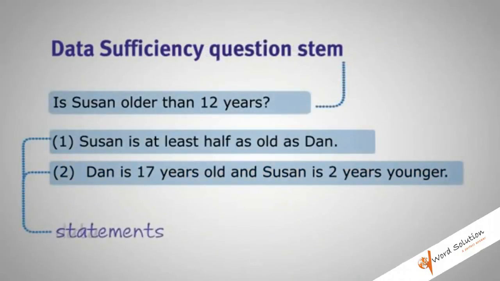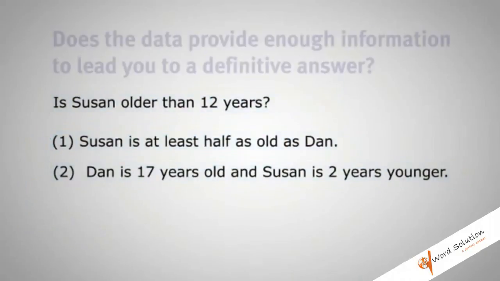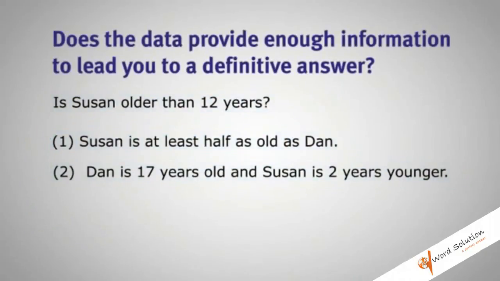What we just examined was a data sufficiency question stem and 2 statements. The 2 statements make up the data. Your job is to determine whether the data provides enough information to lead you to a definitive answer. Like in statement 1 where we didn't get the answer, but in statement 2 we were able to solve definitively for Susan's age, therefore we could solve the question. Therefore statement 2 is sufficient.